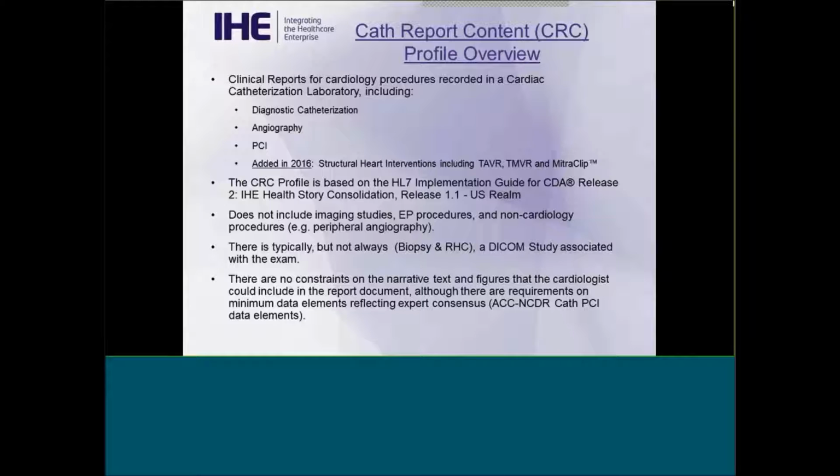The CRC profile is in fact based upon the consolidated CDA HL7 standard. It is targeting specifically cath procedures; it does not include imaging studies, pediatric studies, EP procedures, and non-cardiac procedures, including peripheral angiography and interventions. Typically, there is an imaging study associated with these procedures. However, in the case of right heart cath and biopsies, for example, imaging is starting to be deprecated just because of the radiation concerns.